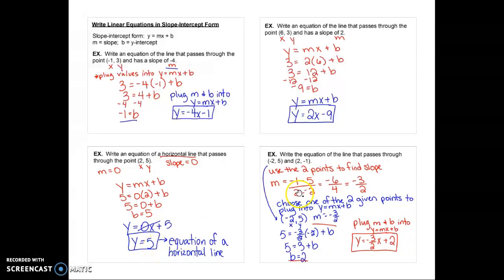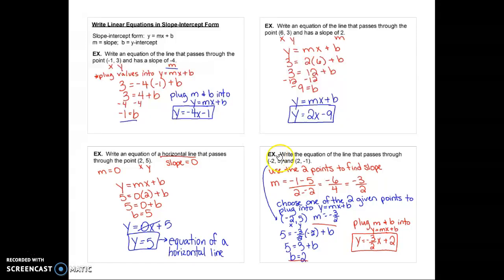Okay? All right, another example. So now this is a little bit different. We're writing the equation of the line that passes through the points -2, 5 and 2, -1. So we're given 2 points here, and that's it. So remember, in order to use the equation of y equals mx plus b like we have in the last 3 examples, we were able to use a point and a slope in there.